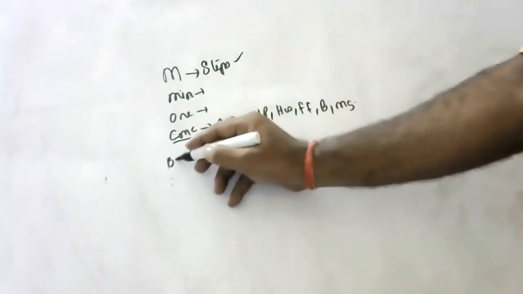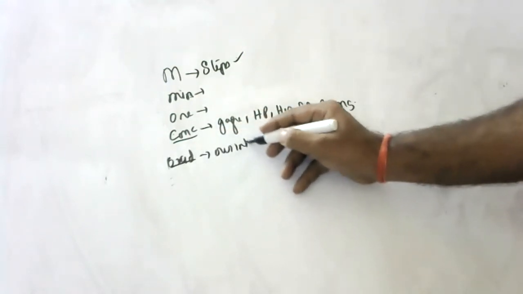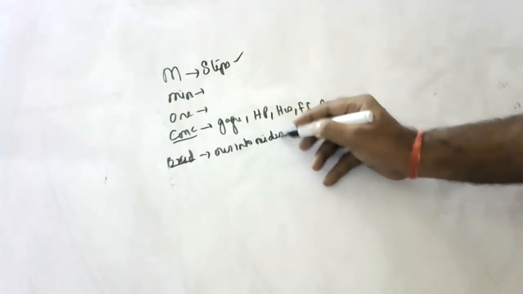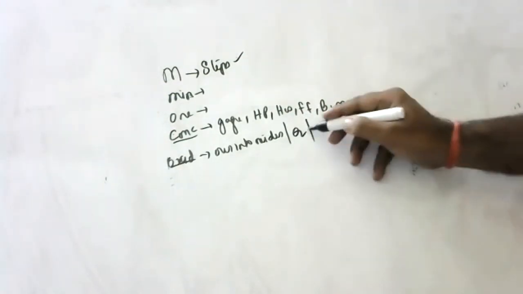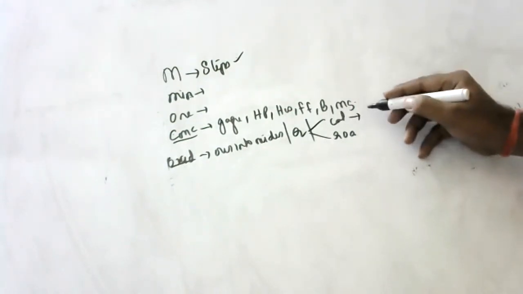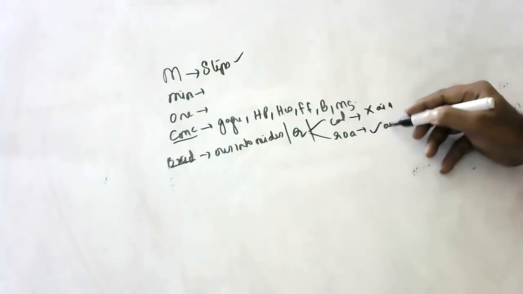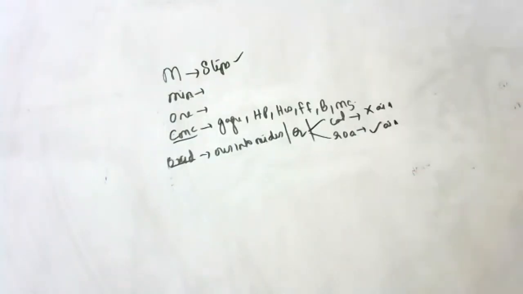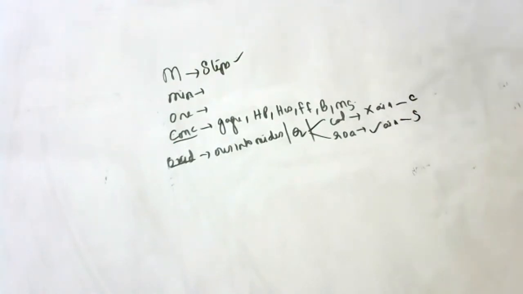Next, oxidation. What we will do in oxidation? We will convert the ores into oxides. Why do we convert ores into oxides? Because removal of oxygen is easy. Two methods I told here: calcination and roasting. Calcination is heating in the absence of air. Roasting is heating in the presence of air. Roasting is done for sulfide ores. Calcination is done for carbonate ores.